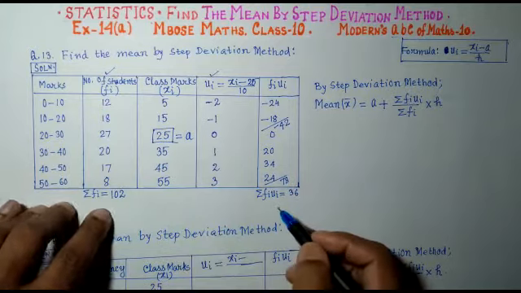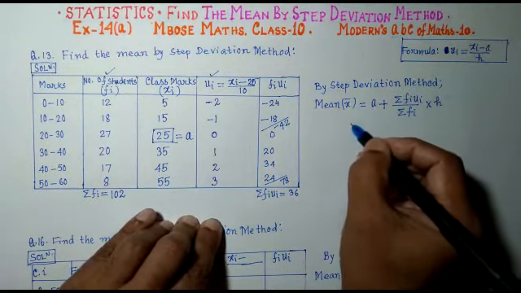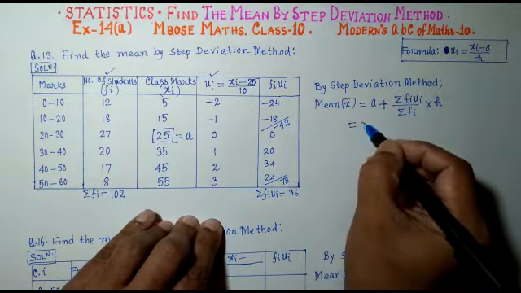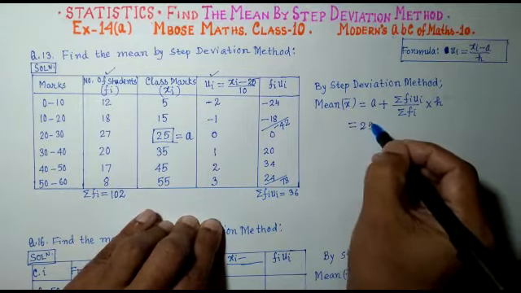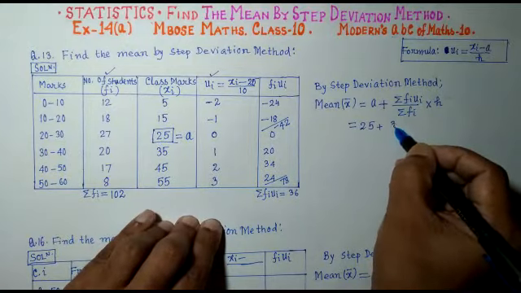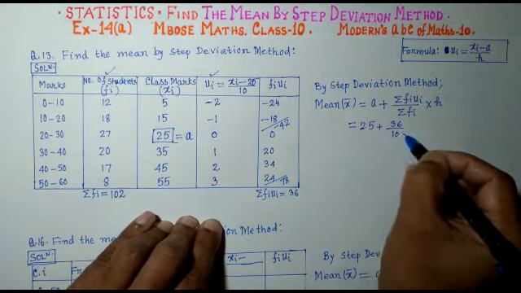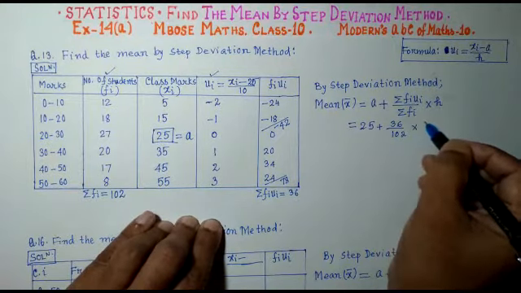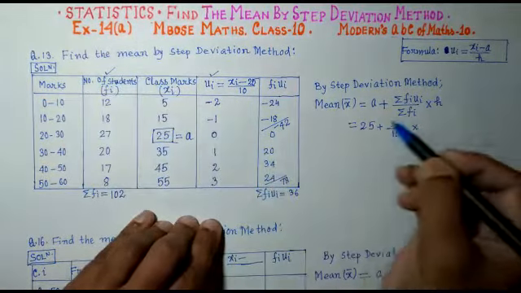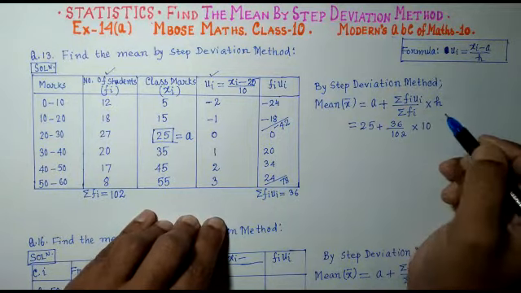Now this value you put in the formula of step deviation method. So here is the formula. So let us write here, what is our A? A is equal to 25. In this sum, assumed mean A is 25 plus the value of sigma FiUi is 36. So we write here 36. Sigma Fi is 102, and h is the class size, 10 minus 0, upper limit minus lower limit, it is 10 only, so h is here 10.